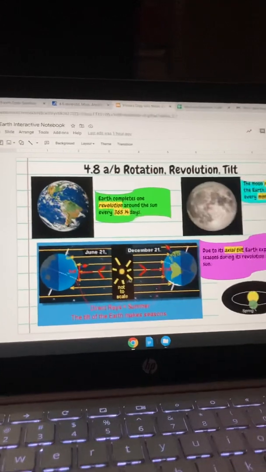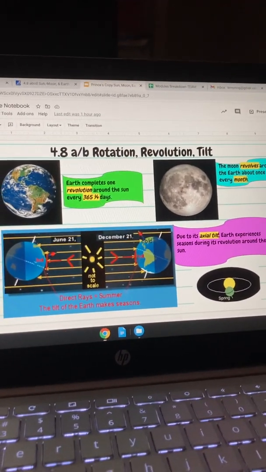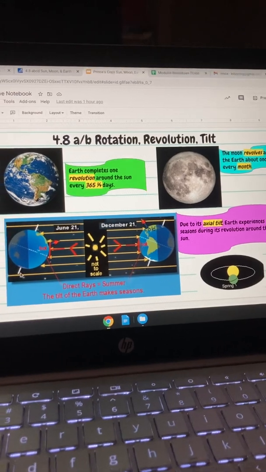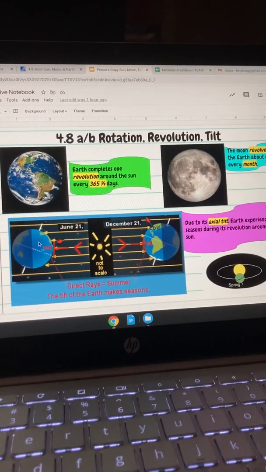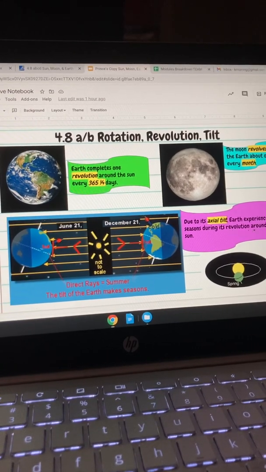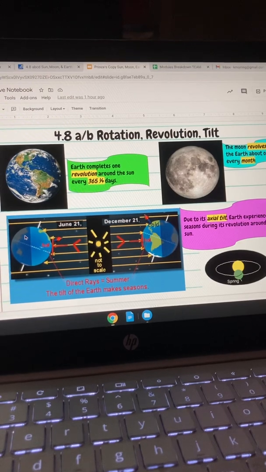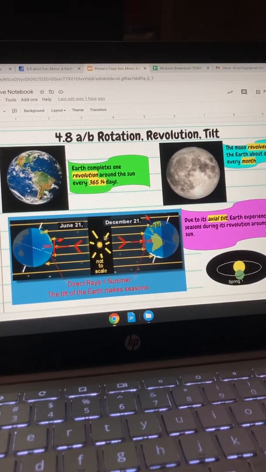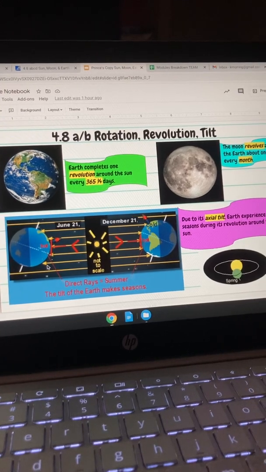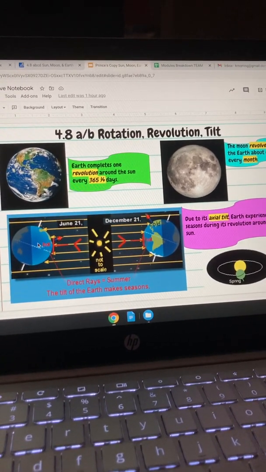Now, rotation is spinning on its axis. So here's the Earth's axis. It's this imaginary line, okay? And because of the axial tilt, as the Earth revolves around the sun, the rays of the sun hit the Earth in different ways, and the tilt causes the seasons, okay?